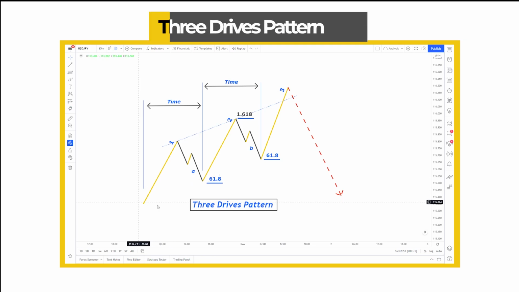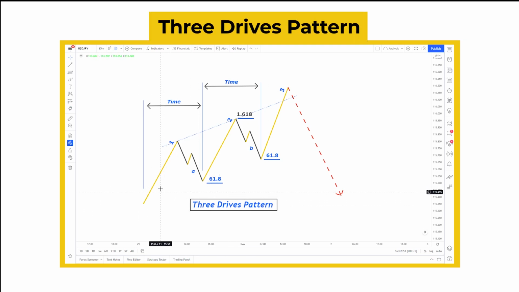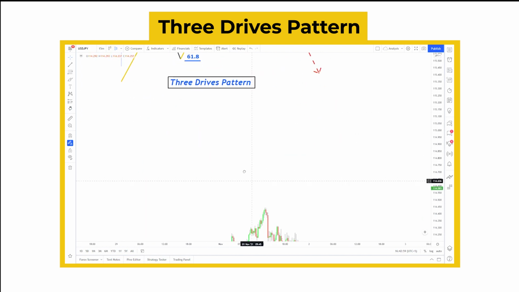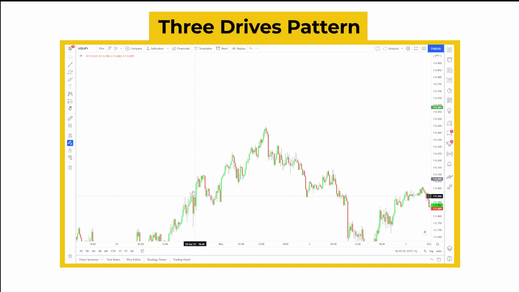So in this video, we're going to talk about the three drives pattern. We're going to see how you can identify this pattern on the charts and what are some rules that you need to follow. And in the end, I'm going to show you an example on the charts so that you can understand it clearly.